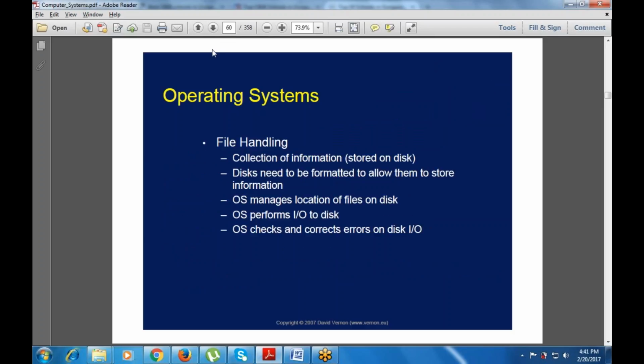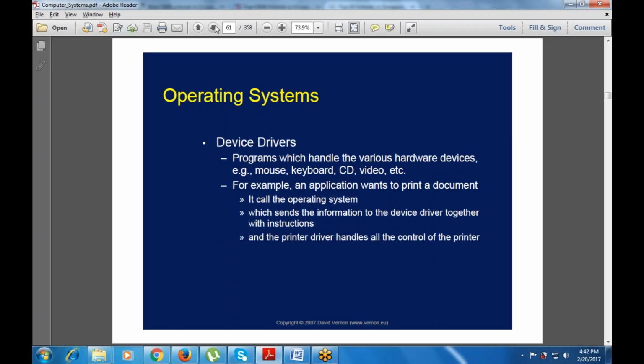Then again, the operating system is also responsible for file handling, that is a collection of information, whatever information is stored on the disk. Then this needs to be formatted to allow them to store information. The OS also manages the location of the files on the disk, performs input output to the disk, then checks and corrects errors on the disk input output.